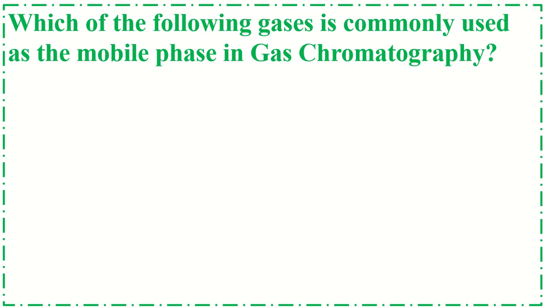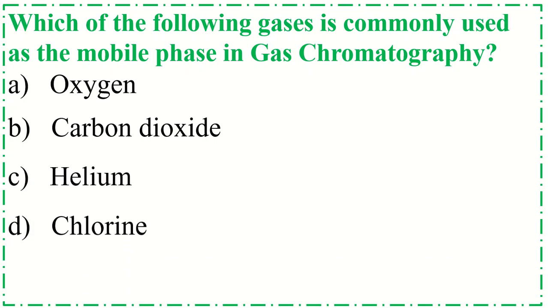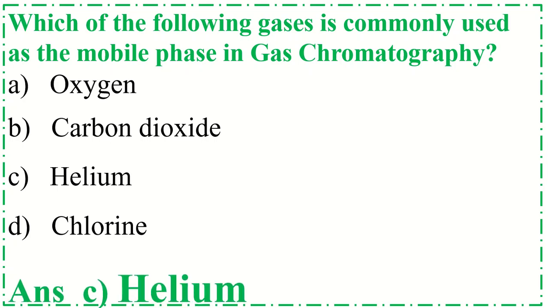Which of the following gases is commonly used as the mobile phase in gas chromatography? Option A oxygen, B carbon dioxide, C helium, option D chlorine. Correct option is C helium.